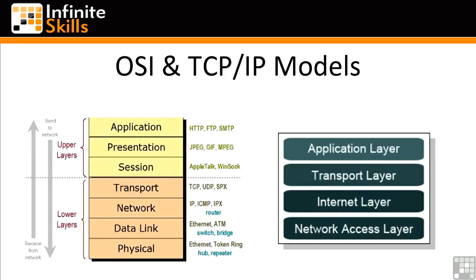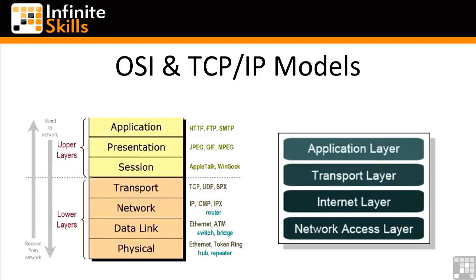Starting from the bottom, we have the physical layer, which is where all of the physical stuff lives: the wires and cables and network interfaces and hubs and repeaters and switches and that sort of thing. Sitting above that is the data link layer, and that's where the Ethernet protocol, ATM protocol, frame relay, those sorts of things live. Now, I mentioned the switch below.